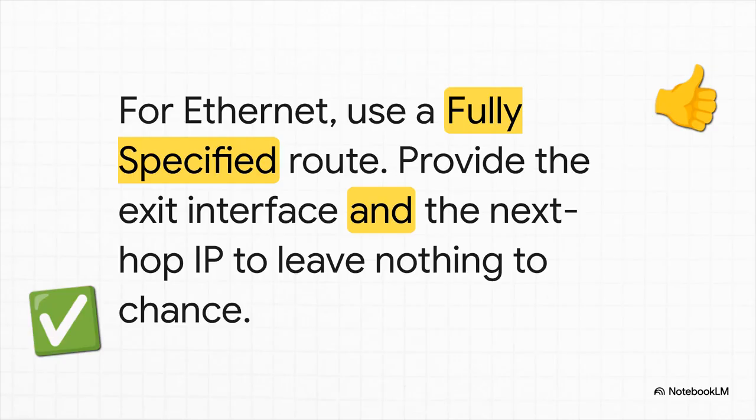Simple. You leave absolutely nothing to chance. For any of these multi-access networks like Ethernet, the best practice, the right way to do it, is to use what's called a fully specified route. You tell the router both the exit interface and the IP address of the next hop. No guesswork, no ambiguity. It's the cleanest, most efficient way to get it done.